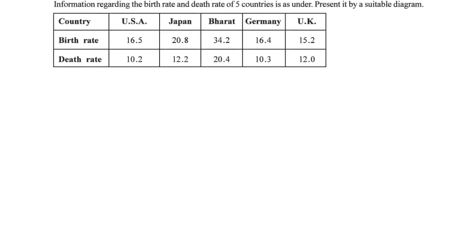This will be the last sum for this tutorial. Next time we will be discussing a simple divided bar diagram and maybe the percentage divided bar diagram together, because they are, you know, kind of similar. Information regarding the birth rate and death rate of 5 countries is as under, present it by a suitable diagram. Suitable can mean many things, but as you know right now, the important point here is the countries. So different countries have birth rates and death rates, so we have to show them using a cluster diagram.